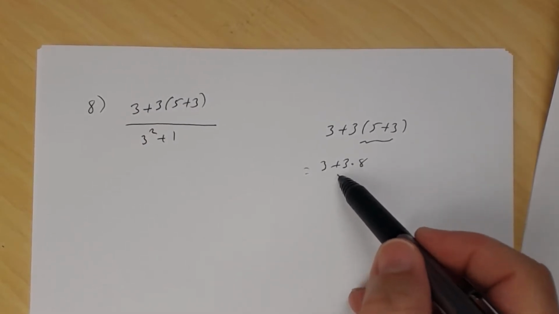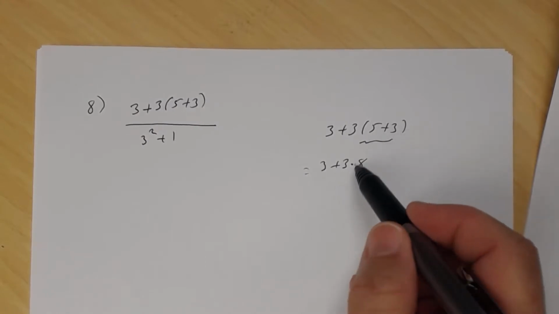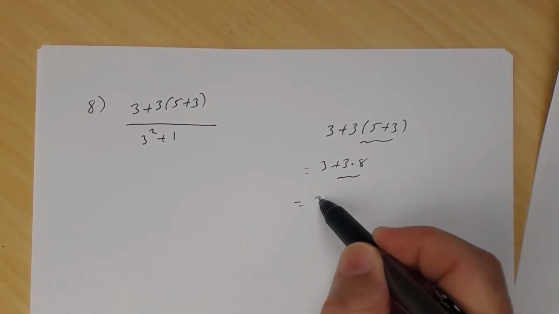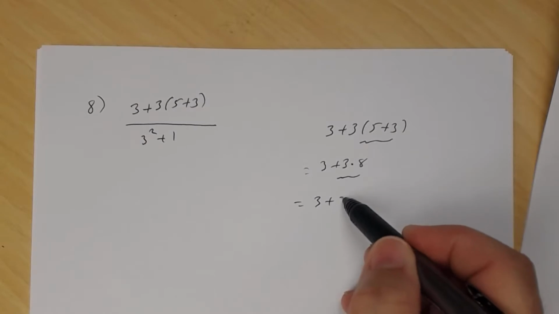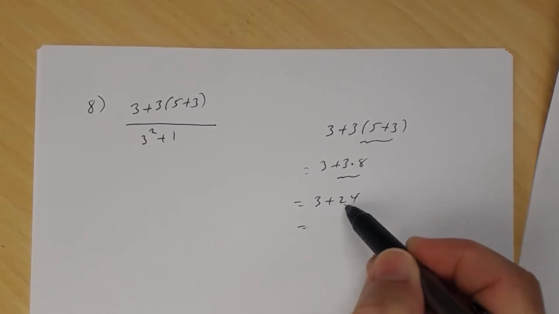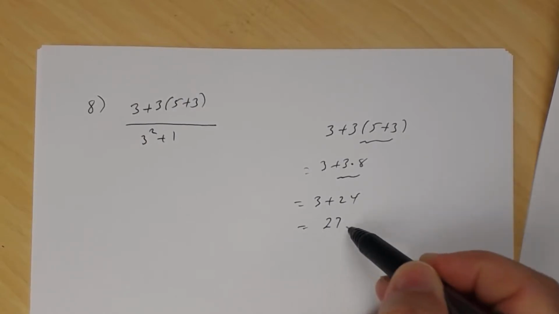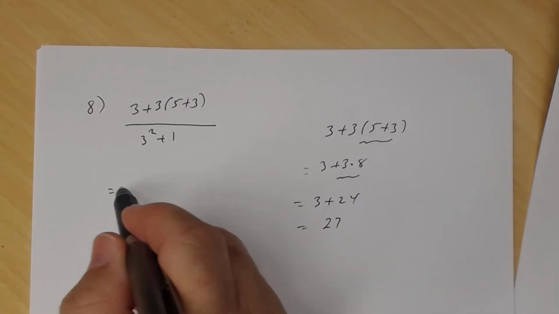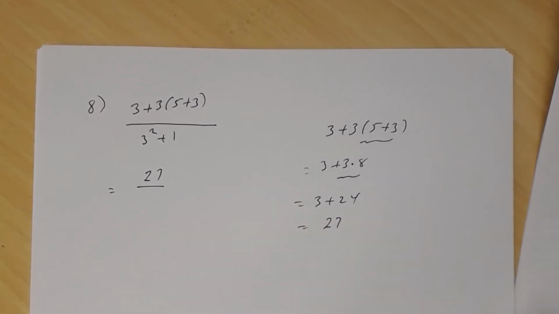And then I'm left with addition and multiplication, so I do multiplication next. So I get 3 plus, and then 3 times 8 is 24. And then finally, 3 plus 24 is 27. So that's my numerator. So my numerator is 27.